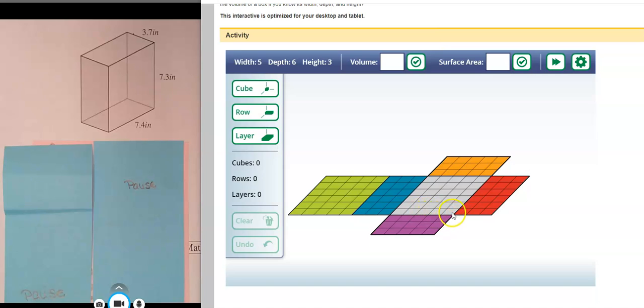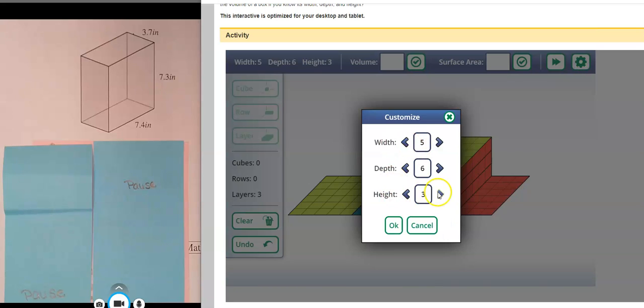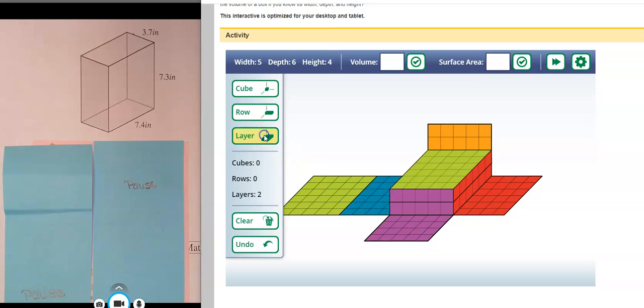Now it is 5 by 6, and you still have 3 layers that it will take to fill this. You can make it a different height. So now it's 5 by 6, and it will take 1, 2, 3, 4 layers to fill up this rectangular prism. So I want you to mess around with changing the width, the depth, and the height. Sometimes that's also called the length times width times height. I want you to mess around with changing those.